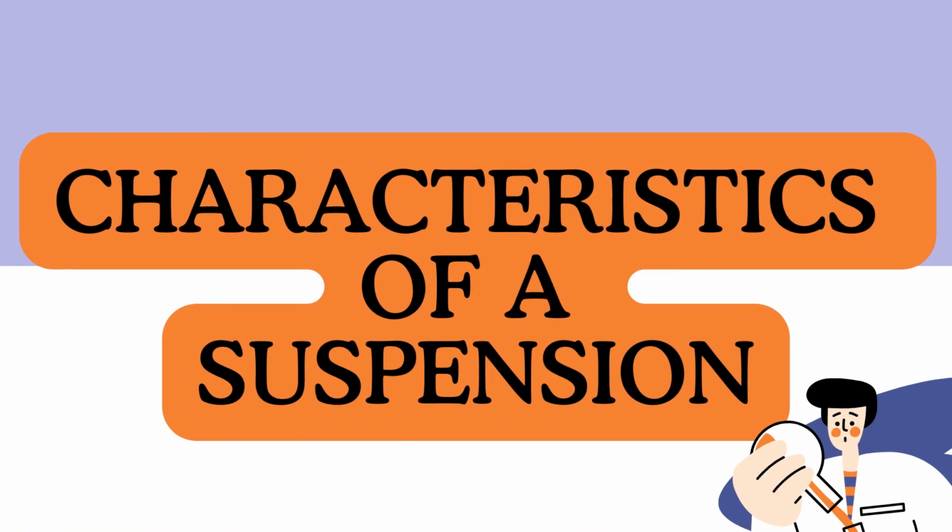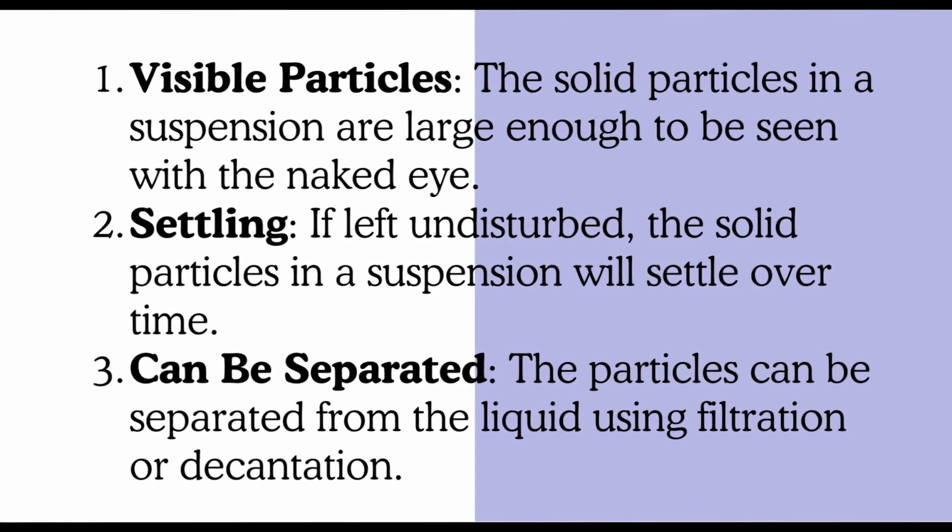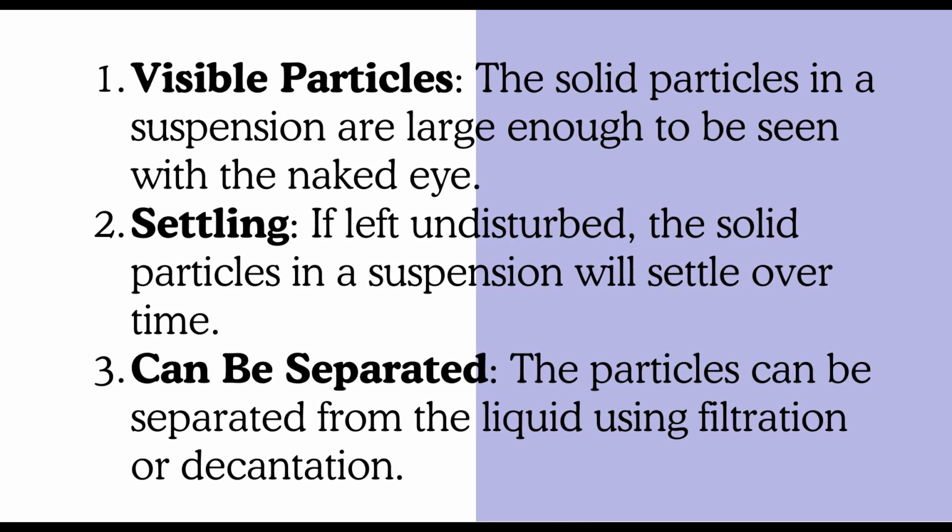Characteristics of a suspension. 1. Visible particles. The solid particles in a suspension are large enough to be seen with the naked eye. 2. Settling. If left undisturbed, the solid particles in a suspension will settle over time. 3. Can be separated. The particles can be separated from the liquid using filtration or decantation.